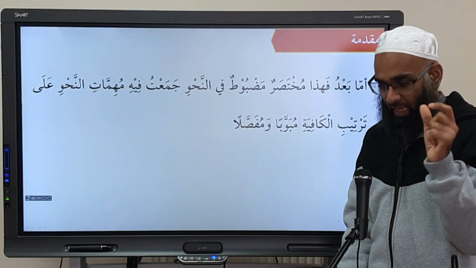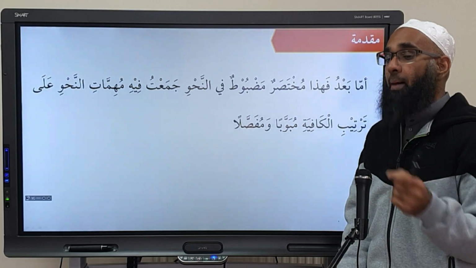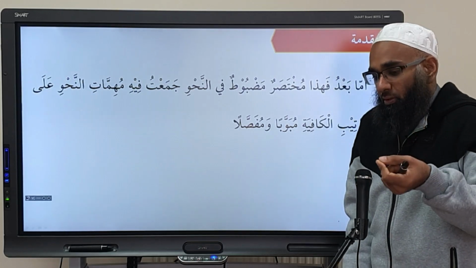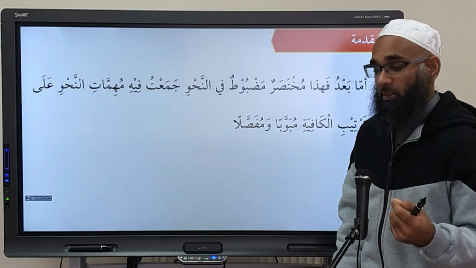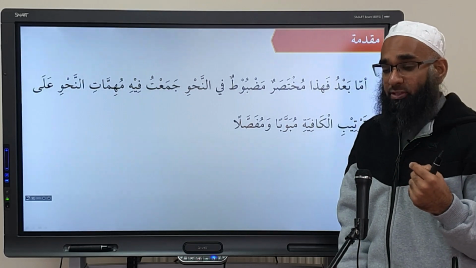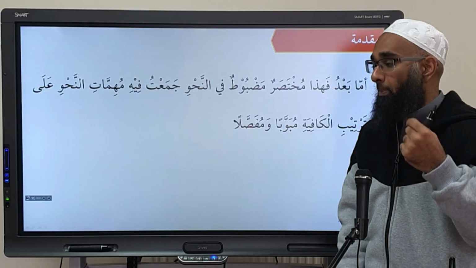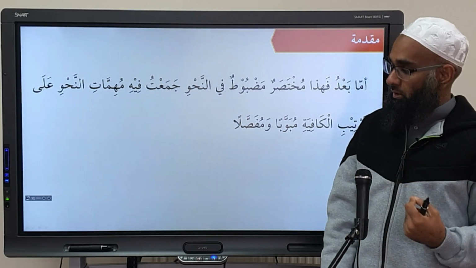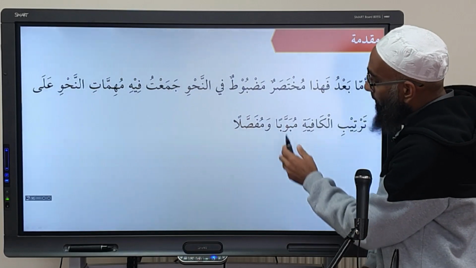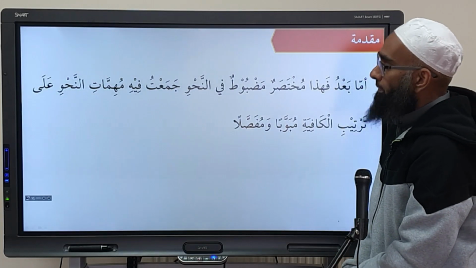So bab is a section, a chapter. There's a bab in the book: al-bab al-awwal, the first chapter, al-bab al-thani, the second chapter. And if you say the musannif made a bab, you say bawwaba, he made a bab. Fassala, he made a fasl. So he says here, mubawwaban wa mufassala.